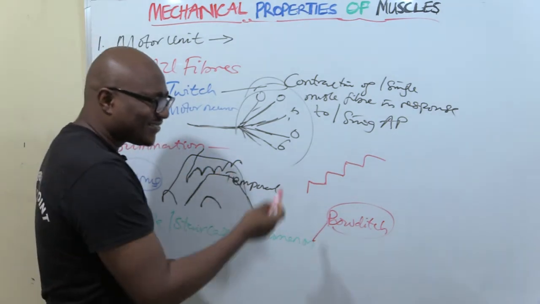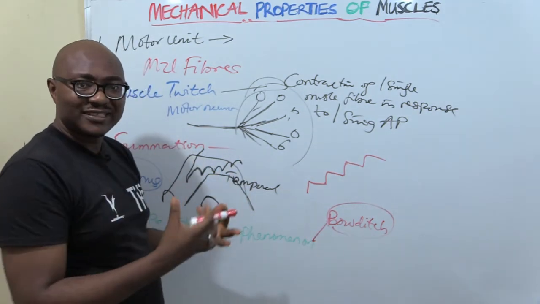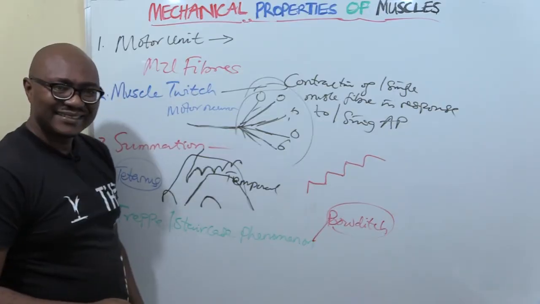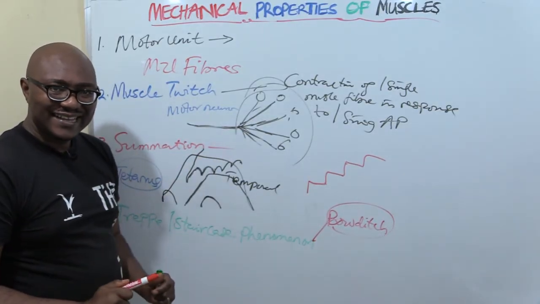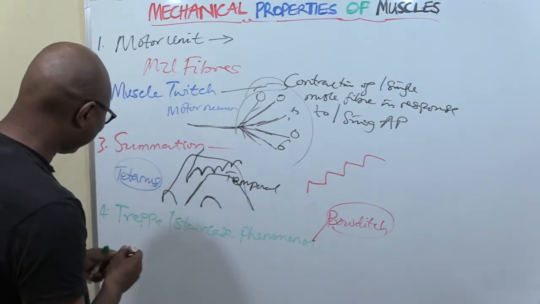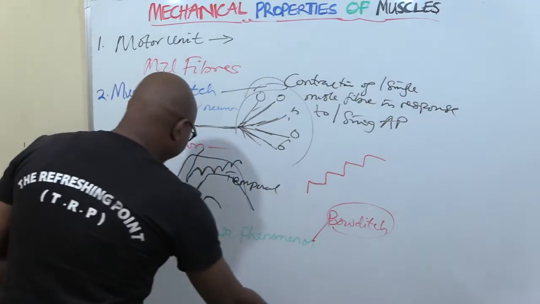Okay, so heart rate is increasing, but also force is increasing. It's this treppe, or Bowditch, phenomenon. Very important. All right, so that's what happens. That's treppe. Now let's go to the fifth one.